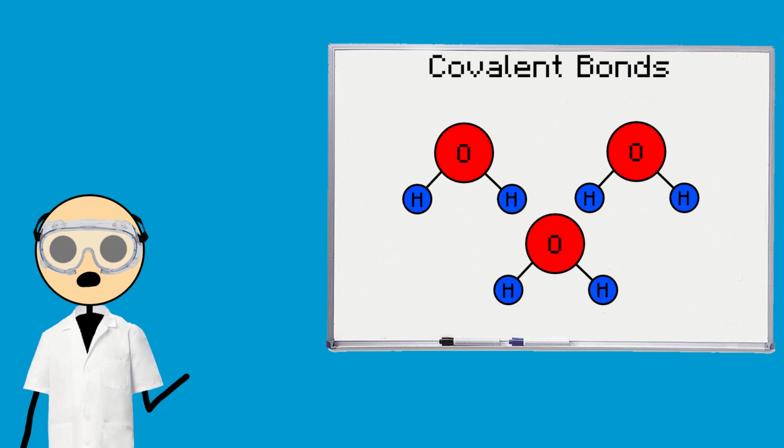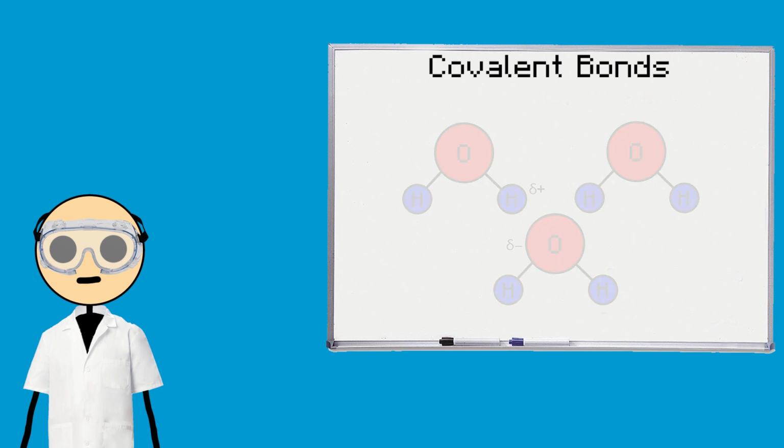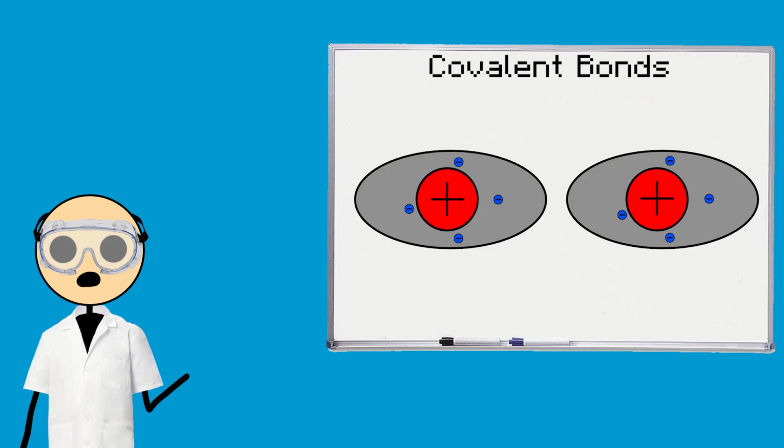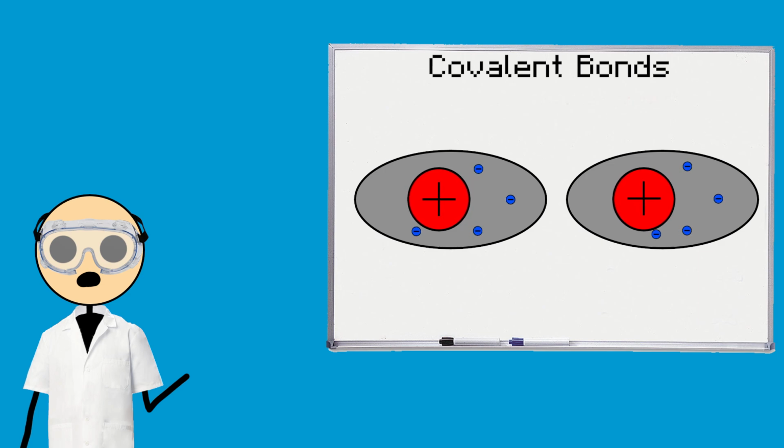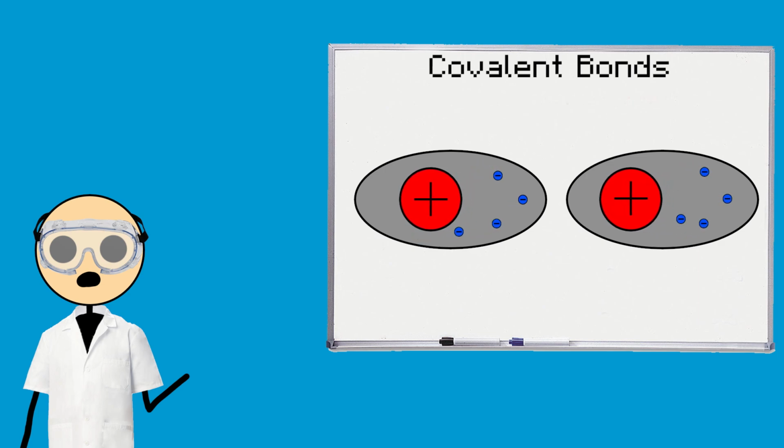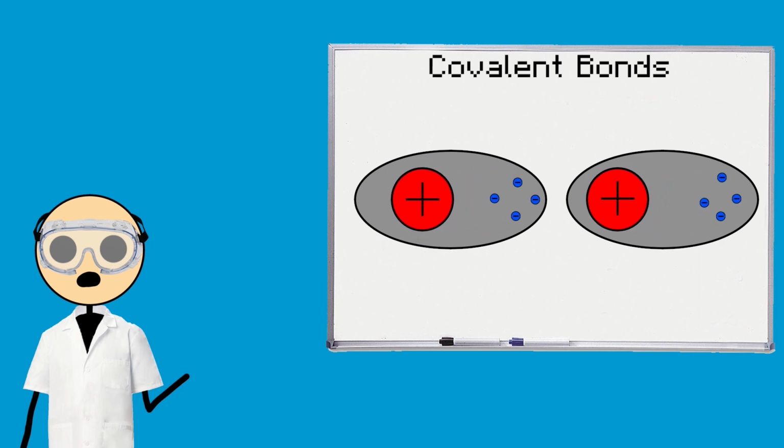Now let's look at hydrogen bonds. These are weak bonds that form between a delta plus hydrogen atom in one molecule and a delta minus atom, like oxygen or nitrogen, in another molecule. Lastly, we have van der Waals forces. These are very weak, temporary attractions between molecules caused by random shifts in electron density.